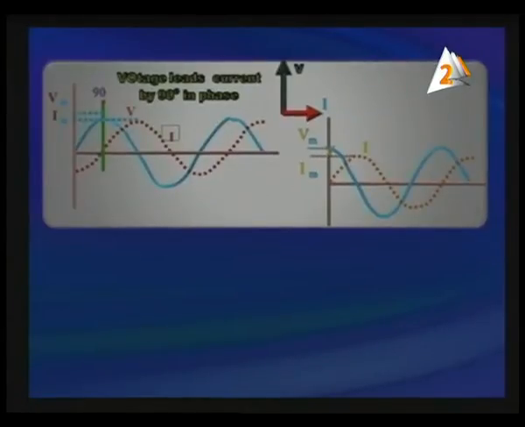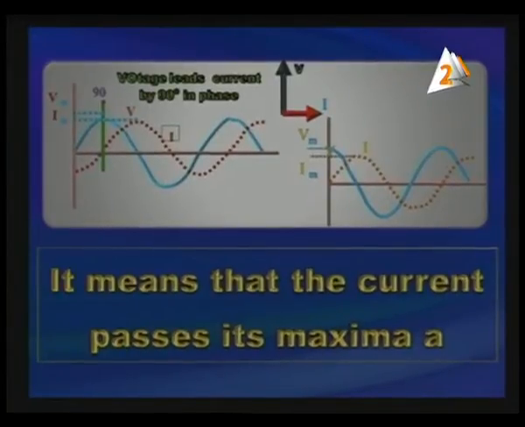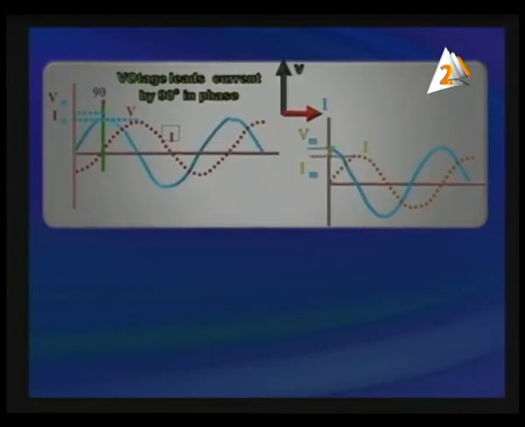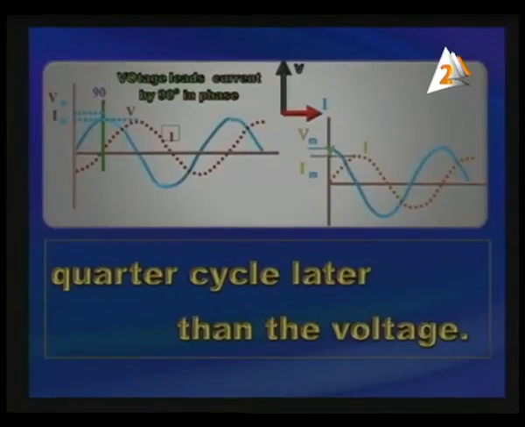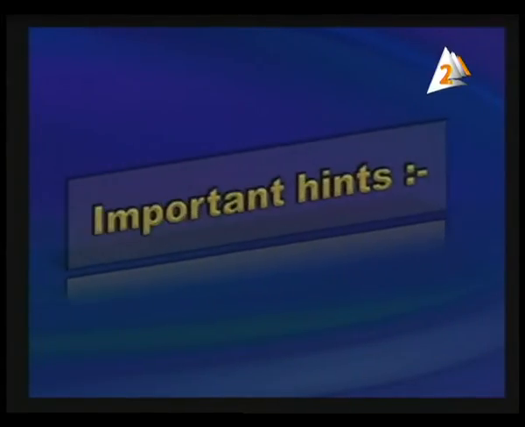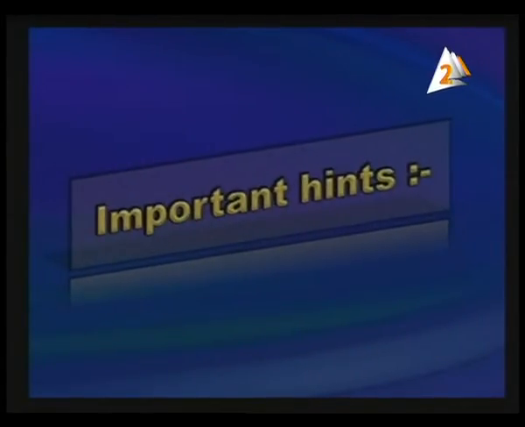It is shown in front of you on the screen. Okay, the voltage leads on the current. It means the current passes its maxima a quarter cycle later than the voltage. Okay, we've got important hints here.